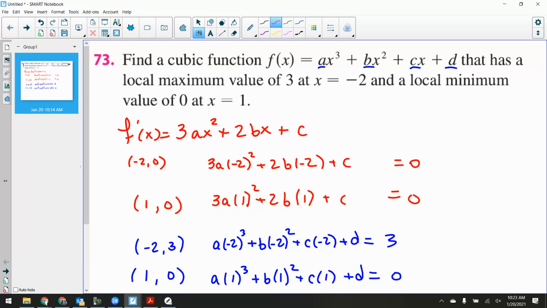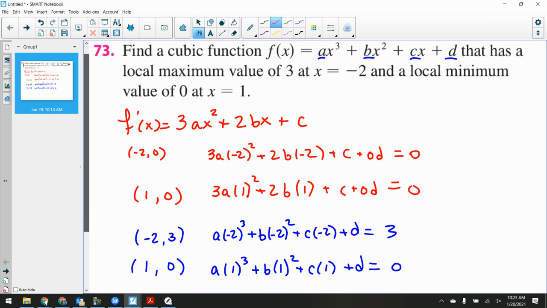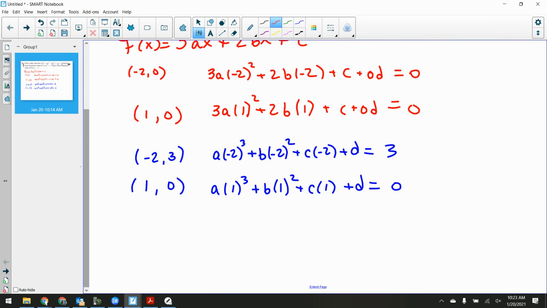Now, do you notice how d is not included in my -2 comma 0 and 1 comma 0? I could write this plus 0d on here and here. And what I have created now is a system of 4 equations with 4 unknowns. I've got 4 equations, 2 red, 2 blue, with 4 unknowns. What does that mean? Well, take a look here. I'm going to write it in green to kind of summarize everything.